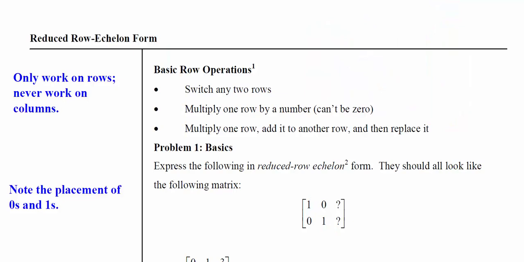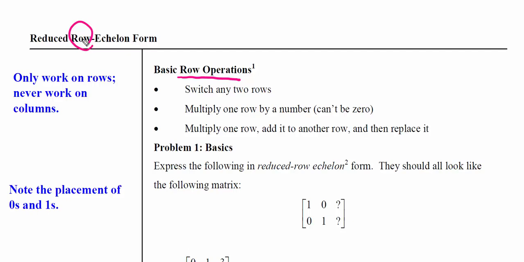So in order to get a matrix into reduced row echelon form, we are allowed to play a game with 3 rules. The 3 rules are called row operations, and they involve us dealing with rows only. We don't do anything with the columns. When we are expressing a matrix in reduced row echelon form, we are only working on rows. So let me give you some examples of what this is.